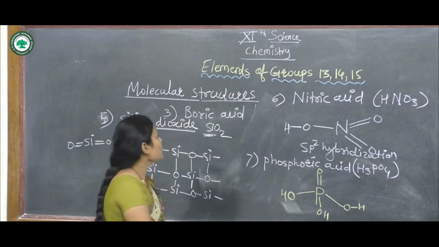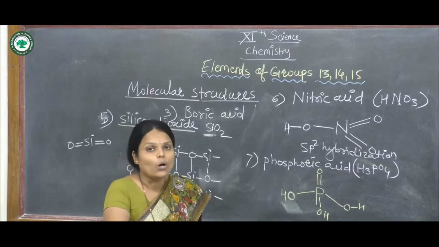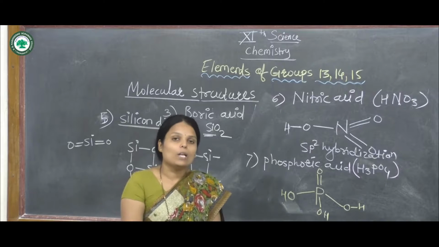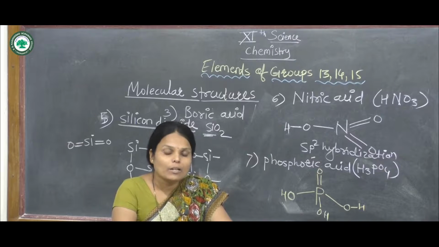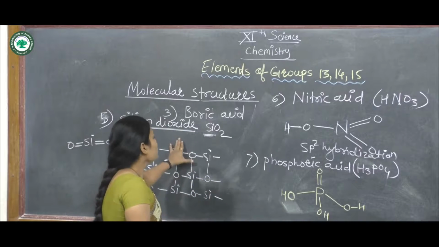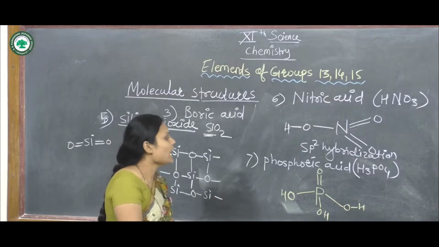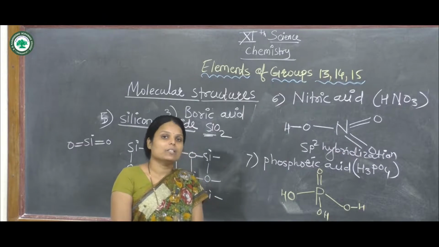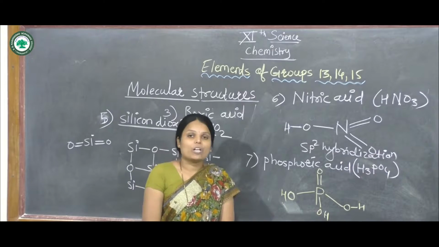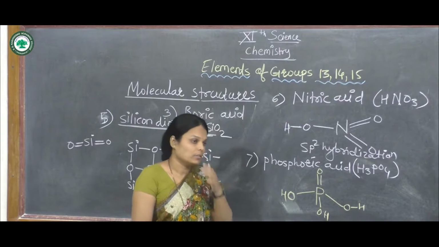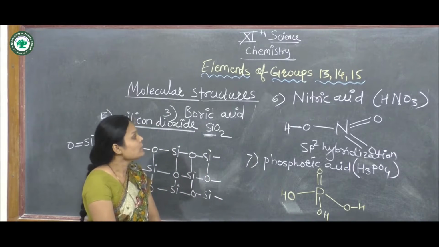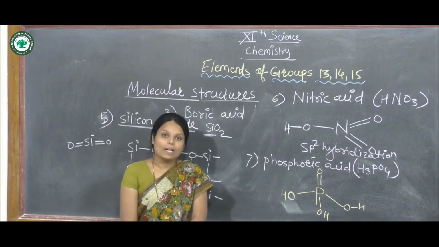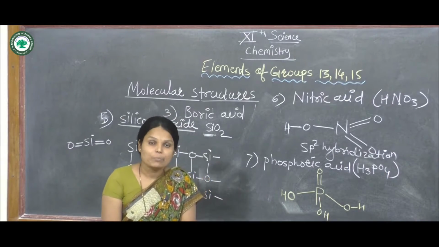In this molecular structure topic, we also drew boron trichloride, BCl3, then aluminum trichloride, then boric acid, diborane, silicon dioxide, nitric acid and phosphoric acid. All of these structures we will draw here. We have written them here. Now the molecular structure part is completed, and in this chapter all points are over.